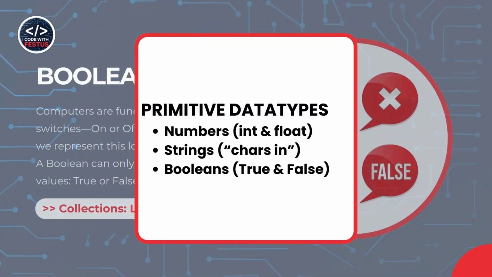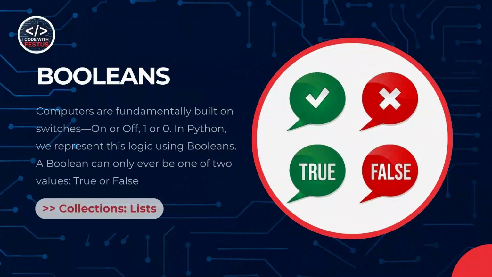The data types we've looked at so far, numbers, strings, and Booleans, are called primitive data types. Now let's look at composite data types.